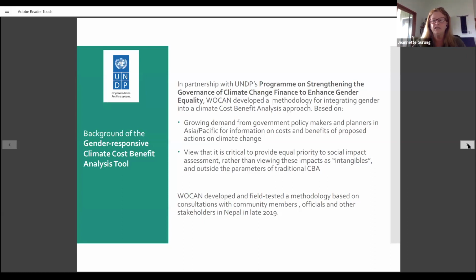So we developed this. We've decided to field test it in Nepal, which, as you can probably guess, is a place where we have a lot of boots on the ground and a lot of experience and connections. So we did this just last December. We developed this methodology. It's very participatory with the community. And we also had the inputs of officials and other stakeholders in Nepal at this time. If you have questions, and you may well, please put your questions in the chat session, and at the end of this slideshow, I'll try to get to those.